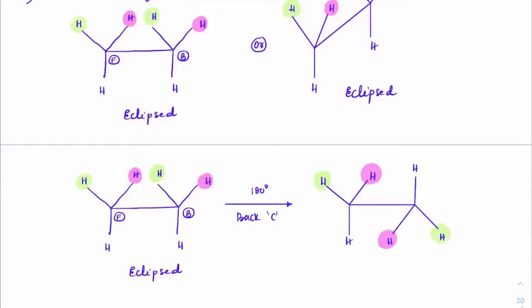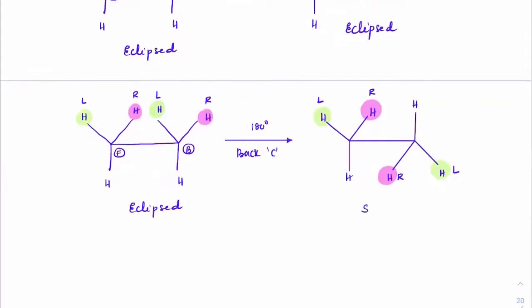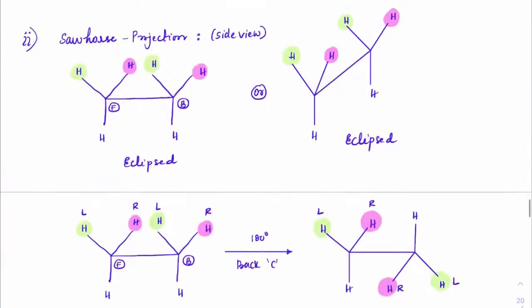Got it? Or you can always take this as right, left, right, left. This is right, left, and here if you check, this right has come down to this side and left has gone to that side. What do you call this form now? This is staggered form. So you should be comfortable with questions if it is given in a Sawhorse projection, or in a 3-dimensional projection. Got it? Any projection, you should be able to understand how it is, right?